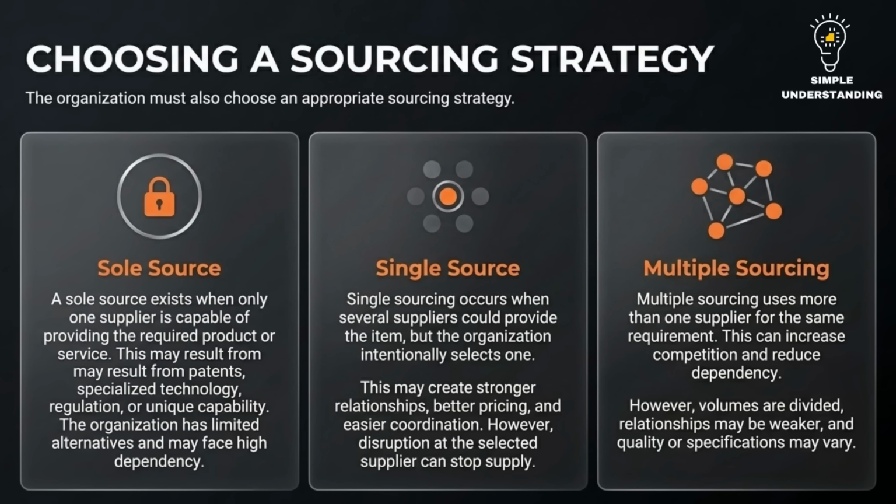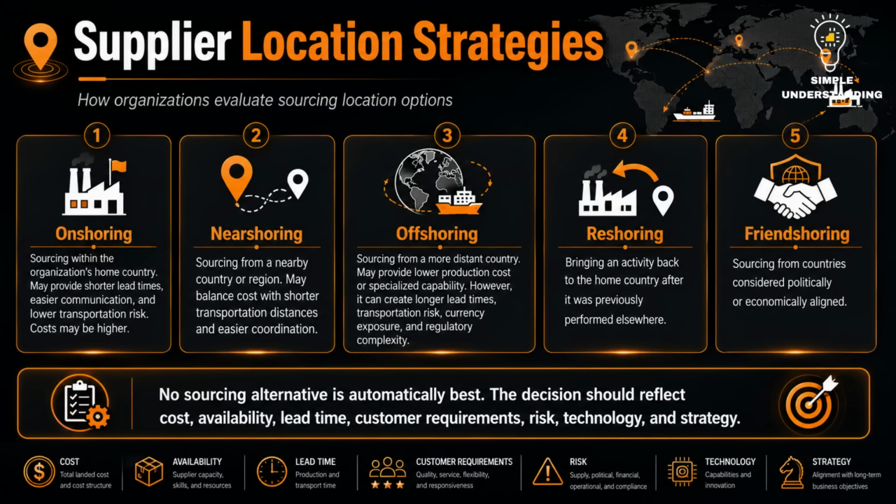Multiple sourcing. Multiple sourcing uses more than one supplier for the same requirement. This can increase competition and reduce dependency. However, volumes are divided, relationships may be weaker, and quality or specifications may vary. The organization must also consider supplier location.